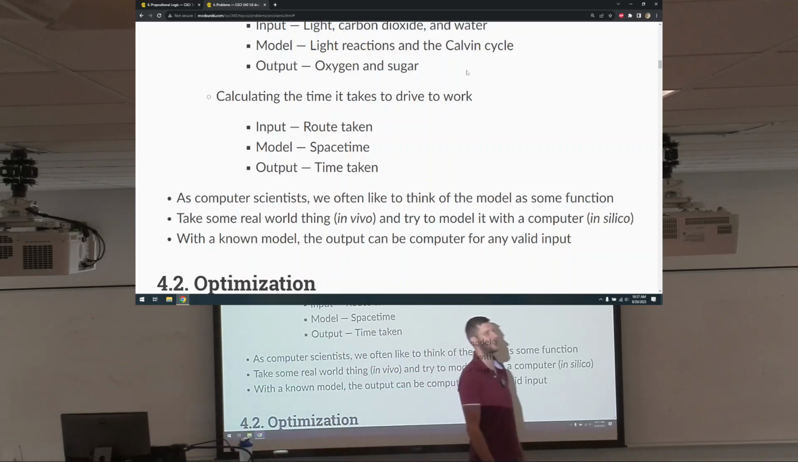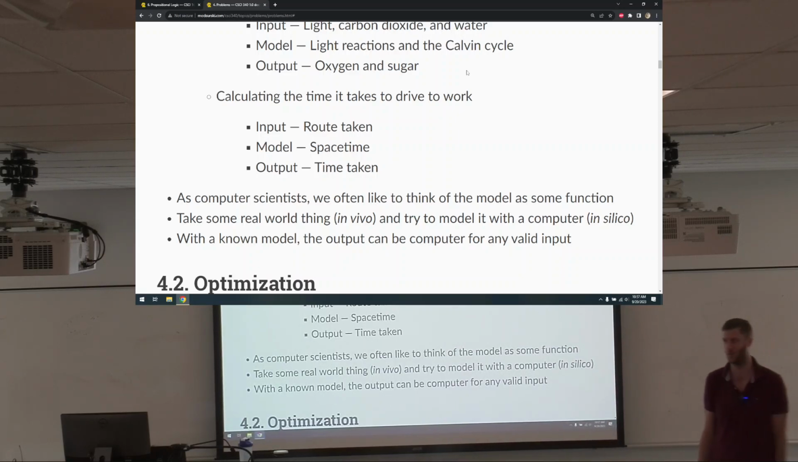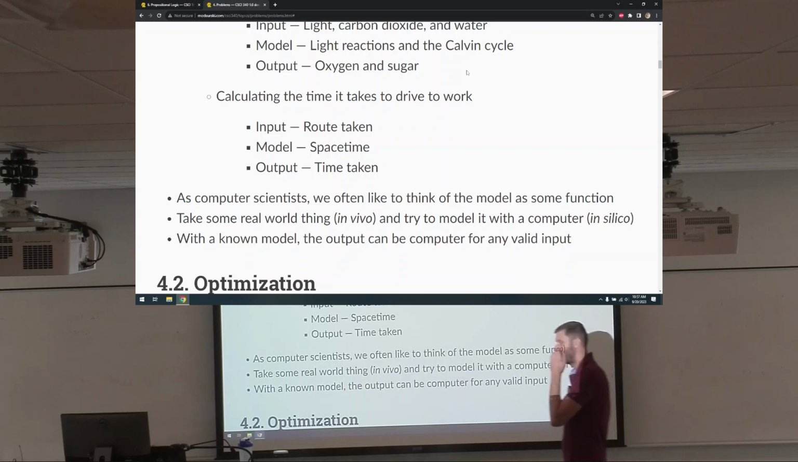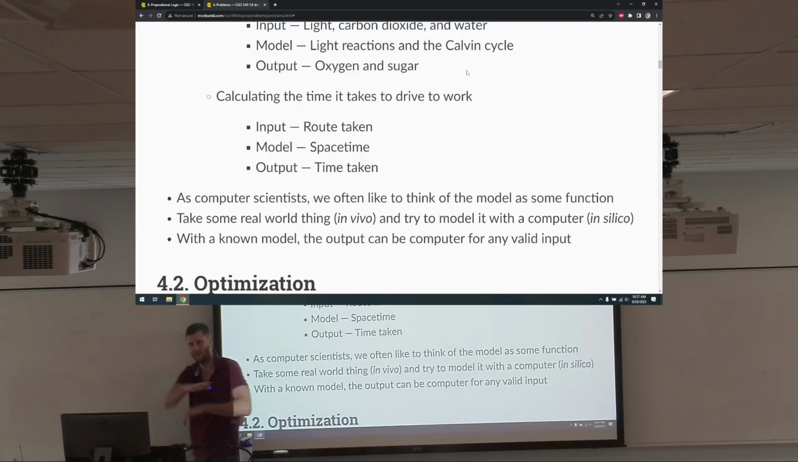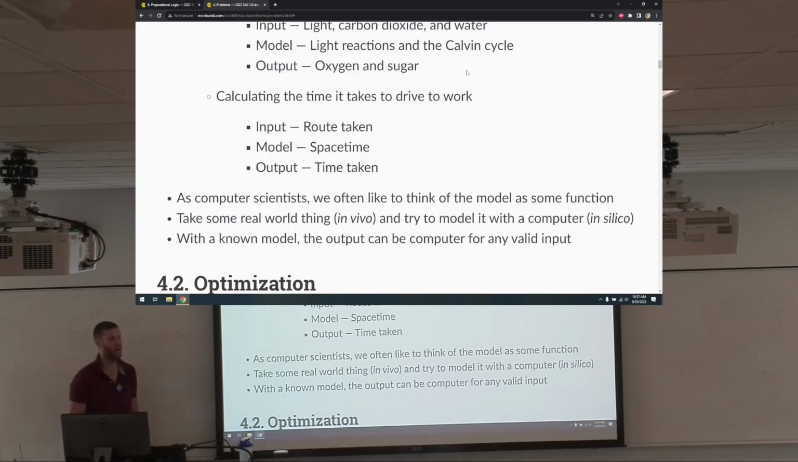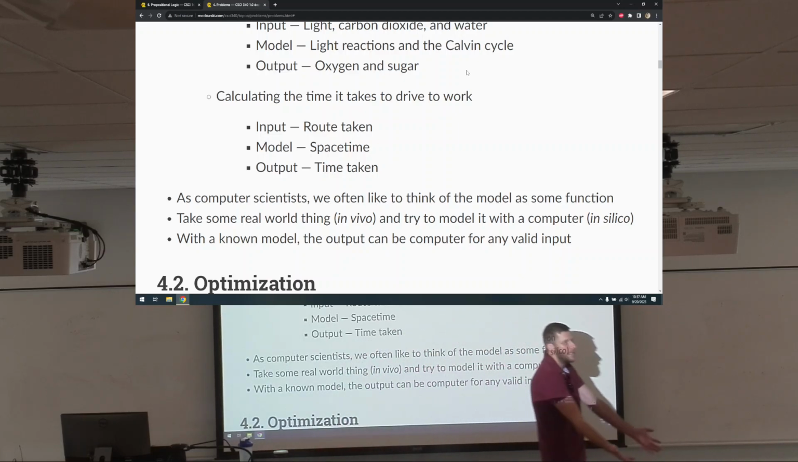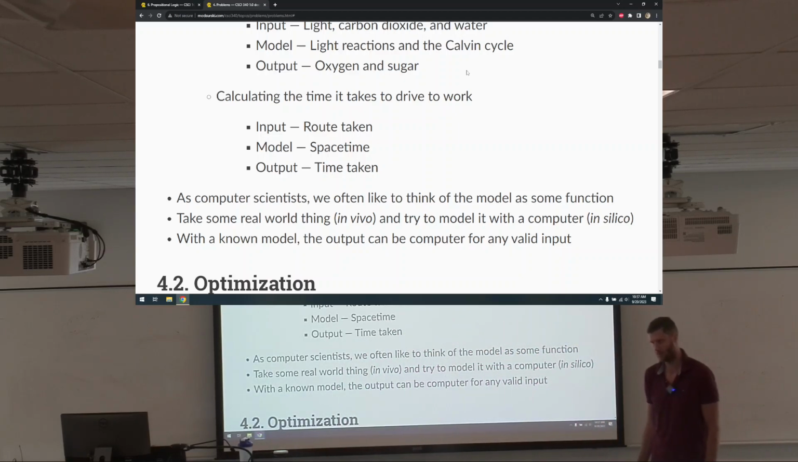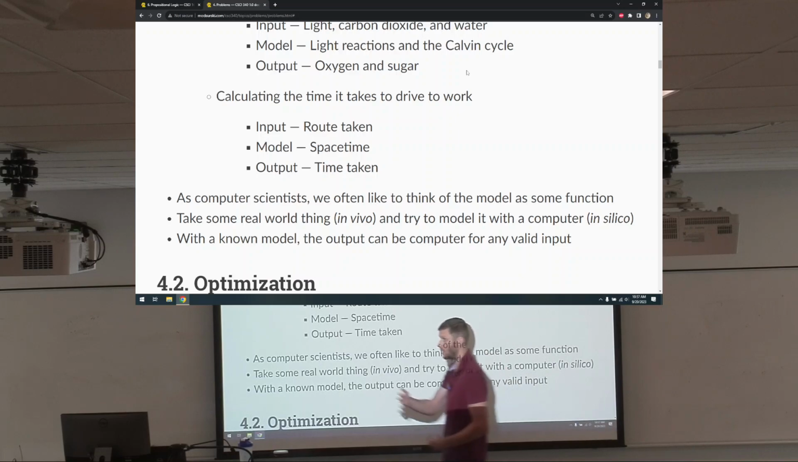And as computer scientists, we often like to think of models as some function. It is, but we are very explicit about the word function. Take some real world thing. If we want to get all Latin, we say, oh, in vivo, right? Like in living, in life, right? And try to model it in a computer, in silico. That's fancy for in the computer. We've Latinized a phrase to make it sound fancy. And with the known model, the output is very easy to compute for any valid input. If I know the model, I give that model the input, I let it do its thing, and it produces the output.